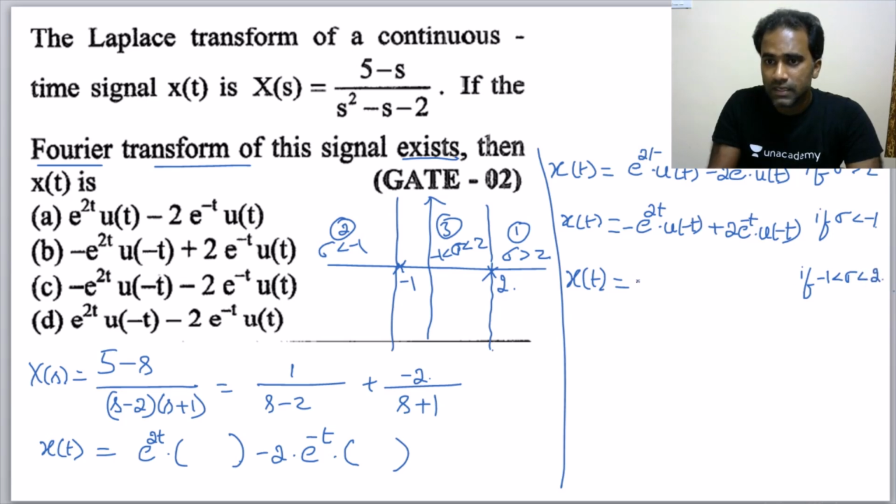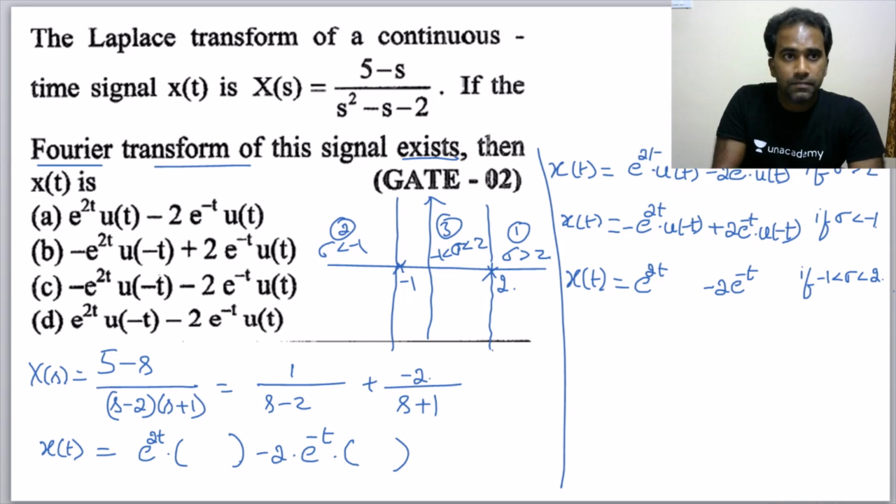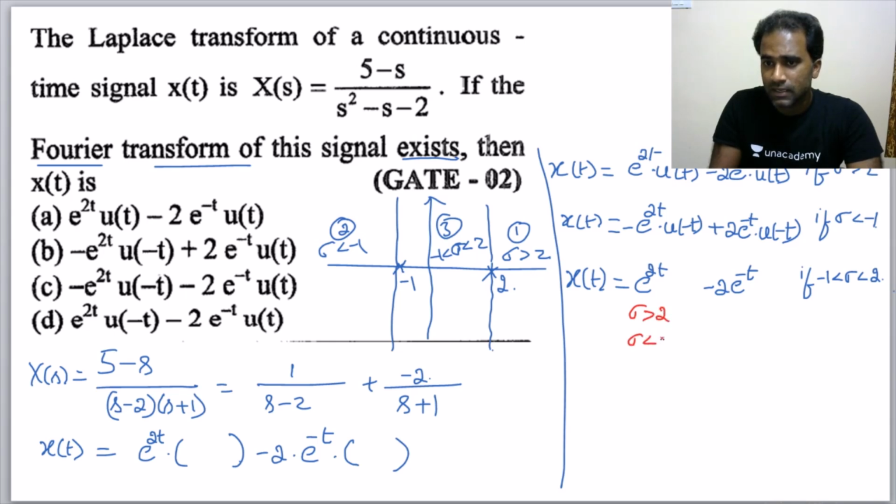So this is the ROC. Let me write the basic answer: e power 2t minus 2 into e power minus t. Okay, right. So the ROC corresponds to this pole 2. Here the pole is 2. The signal corresponding to this pole 2 has ROCs. If there is only this signal, the possible ROCs are sigma greater than 2 and sigma less than 2.